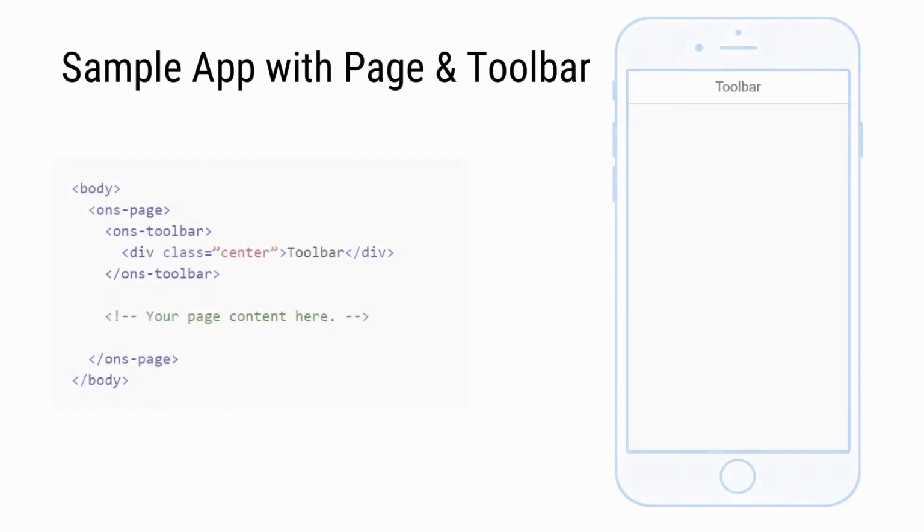To start, let's create a sample page and a toolbar. The sample code here is the most basic app that contains these components. Inside the page container, you can add any other native HTML DOM elements or Onsen UI components. As a reminder, all of this code is available on Onsen UI's fundamentals page.